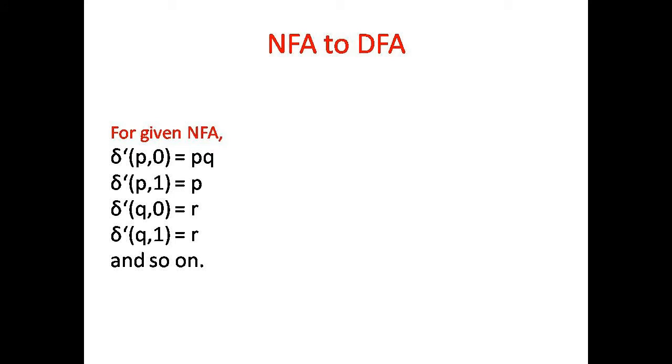For the states P, Q, R, S, delta' can be directly obtained from the given state table. Now delta' of P on 0 goes to PQ, delta' of P on 1 symbol goes to P, delta' of Q on 0 symbol goes to R, delta' of Q on 1 symbol goes to R, and so on. We find the delta' function for all 15 states, that is 2 raised to Q.